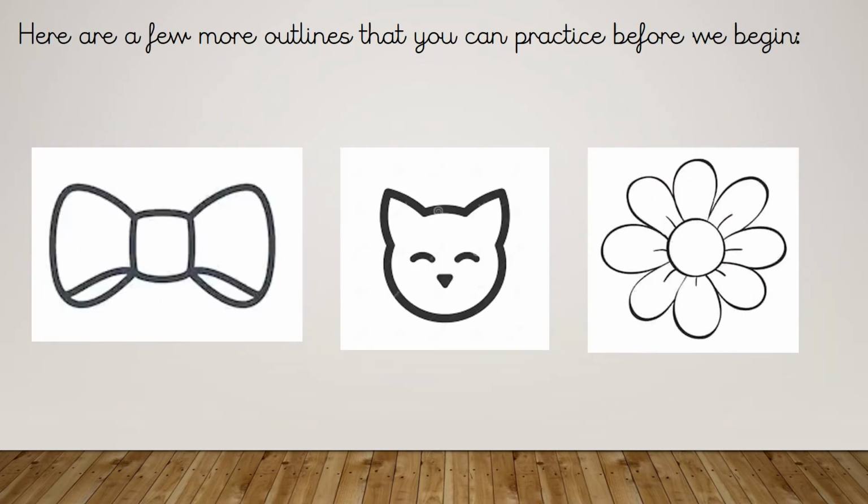Here are a few more outlines that you might want to practice before you begin. There's a bow tie, a cat, and a flower. All these images Romero Britto has used in his own paintings.